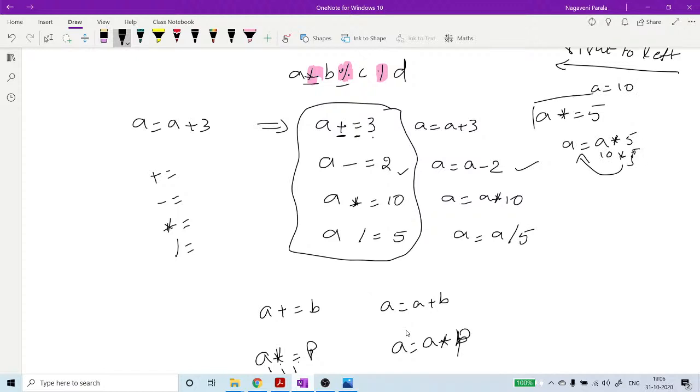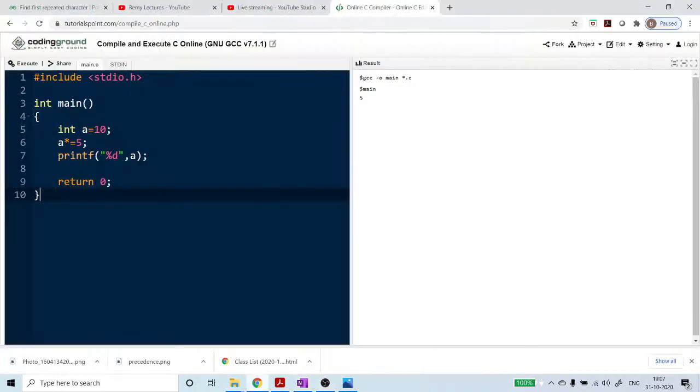Okay, a star equal to 5 means a equal to a star 5. So let us execute that and we'll check the result.